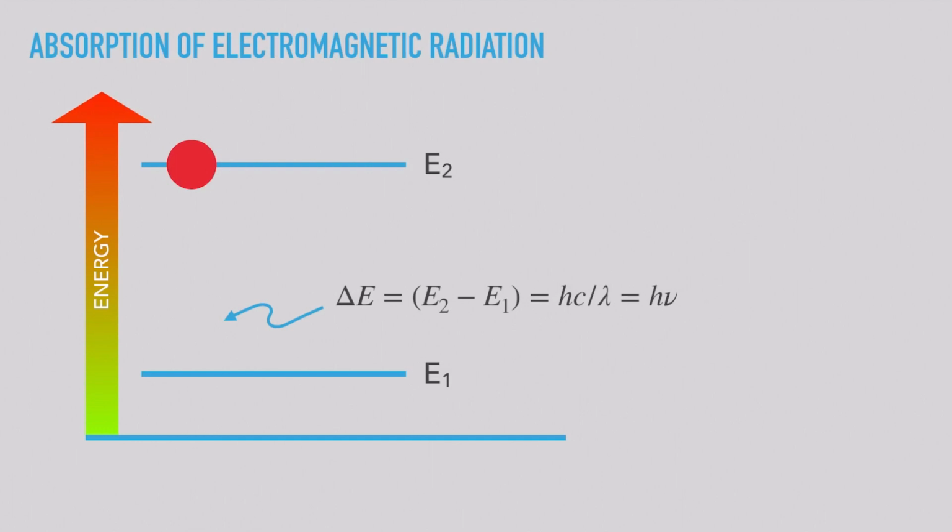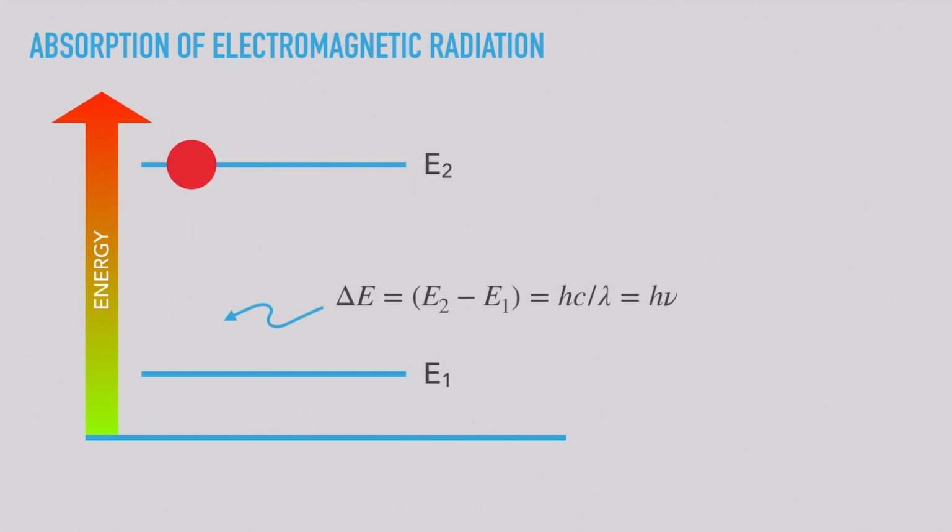If your photon energy is less than this, if suppose this delta E is only in this range, then it will not be able to excite the molecule from the ground state to the excited state. So that was the difference.